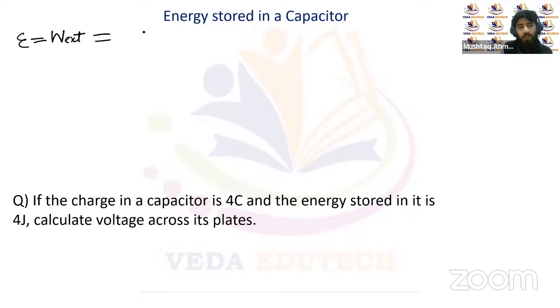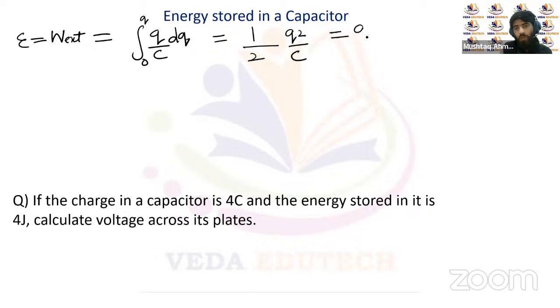And we calculated that total work done was equal to the integral of Q upon C into dq, from 0 to Q, right? So this will be half Q square upon C, or we can write it as Q square upon 2C, right? So this will be the energy stored in the capacitor. We can rewrite it as Q square upon 2C.